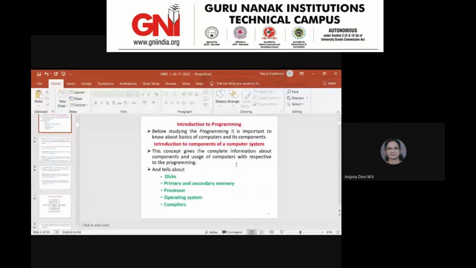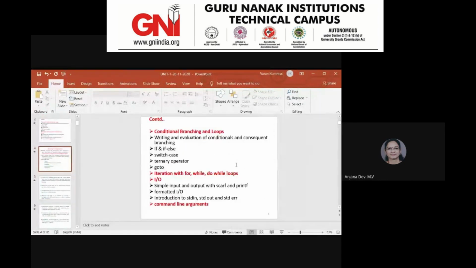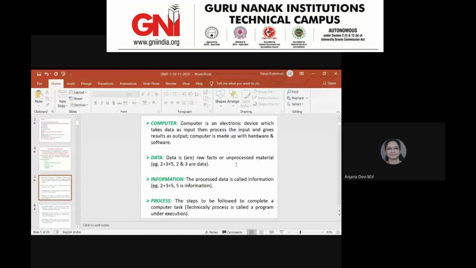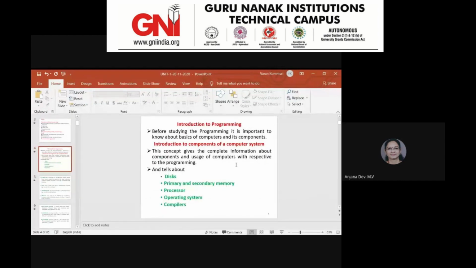So before going to discuss high level languages, we have already discussed the syllabus and all those things, right? Okay, let us see here. Already we have discussed what is hardware, what is computer hardware. Is it visible to all of you? Yes, ma'am. Read the second point. This concept gives the complete information about components and usage of computers with respect to the program.